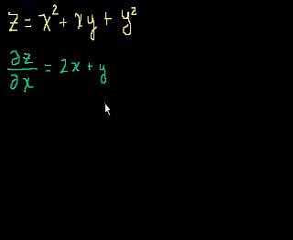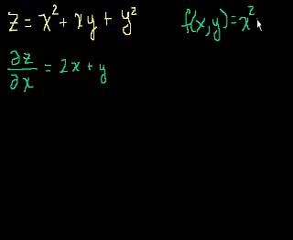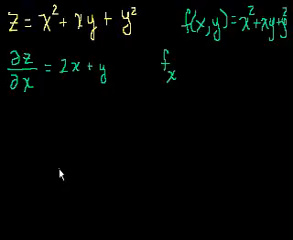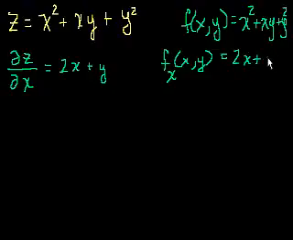Now, what does that mean? Actually, let me give you a little notation before I show you. Another way to write this exact same thing is if we wrote that f of x, y is equal to the same thing, x squared plus xy plus y squared. The partial derivative of f with respect to x, still a function of x and y, because it depends on what constant y you're using, is equal to 2x plus y. Anyway, I thought it's nice to see that notation.